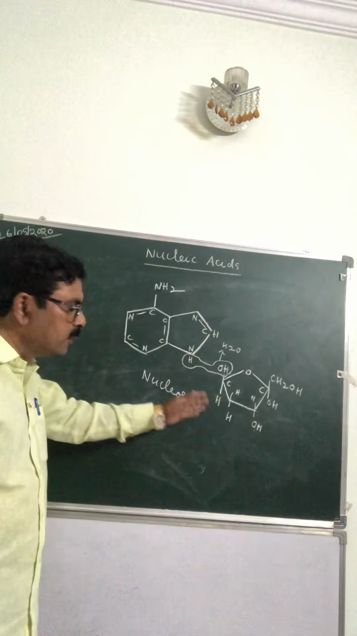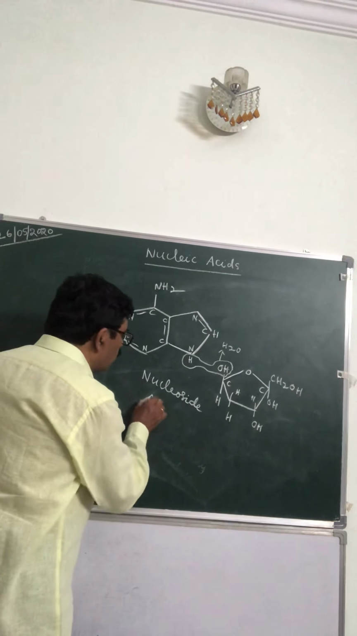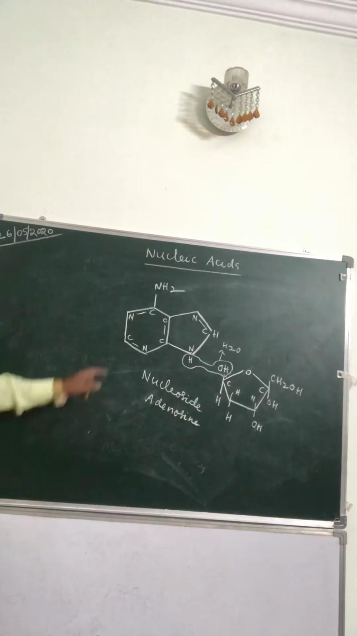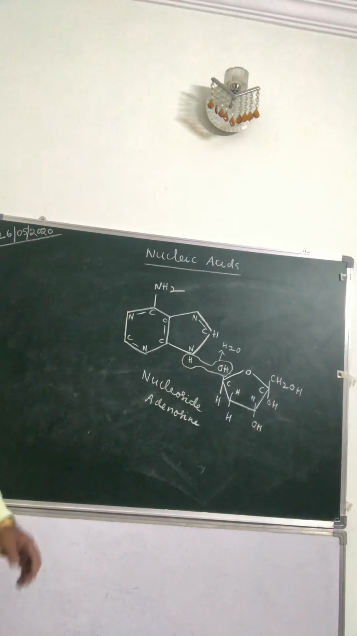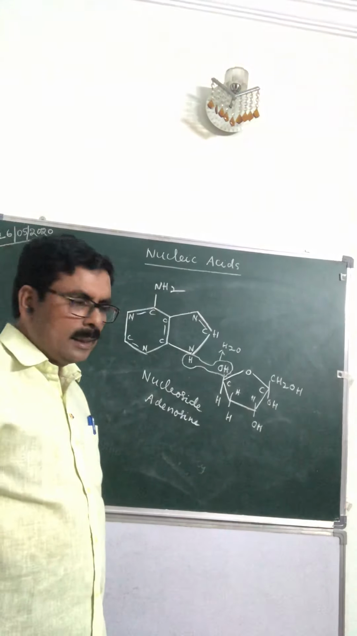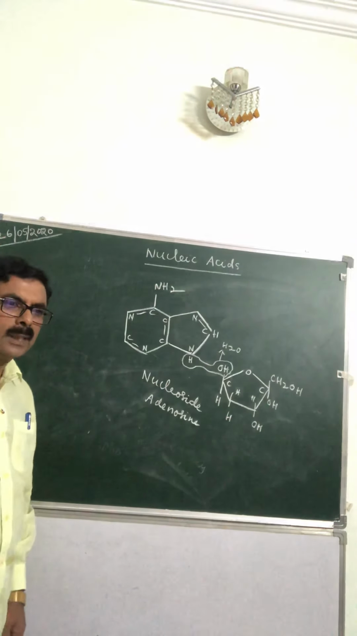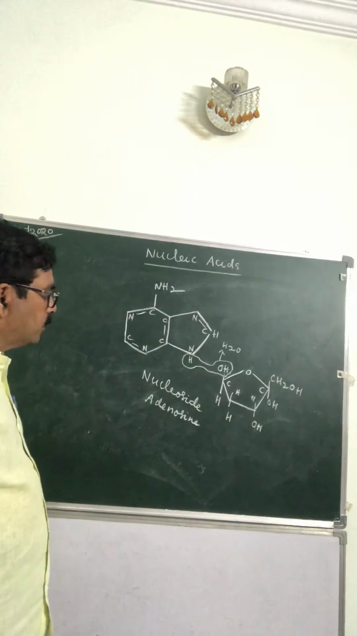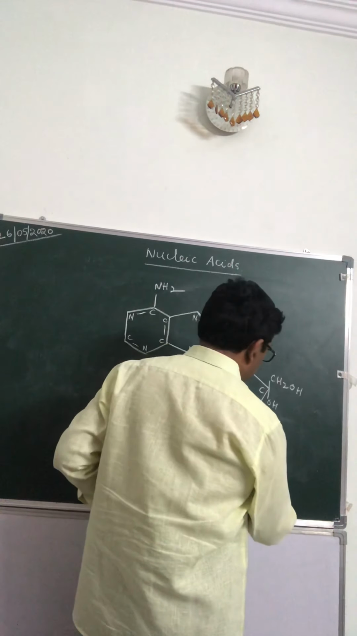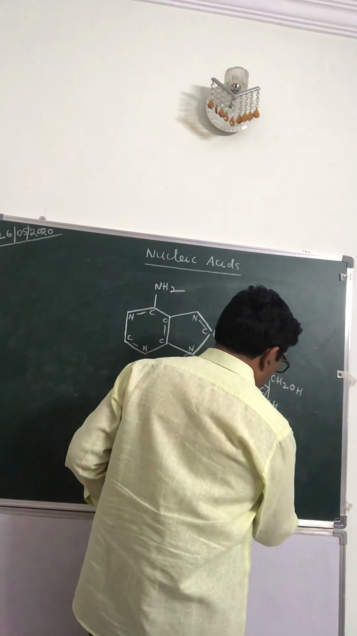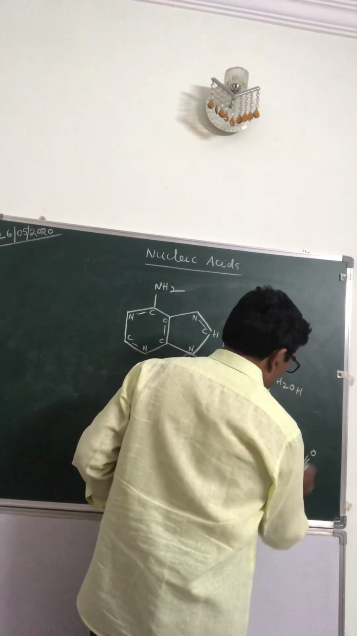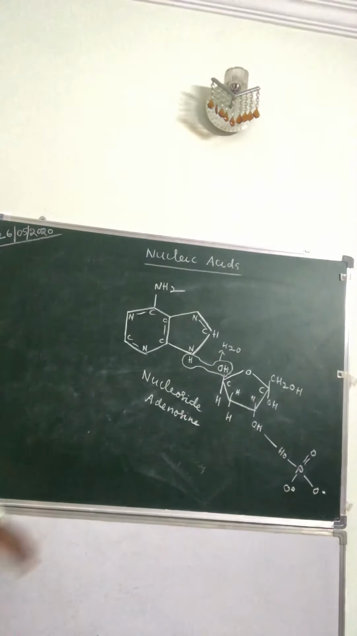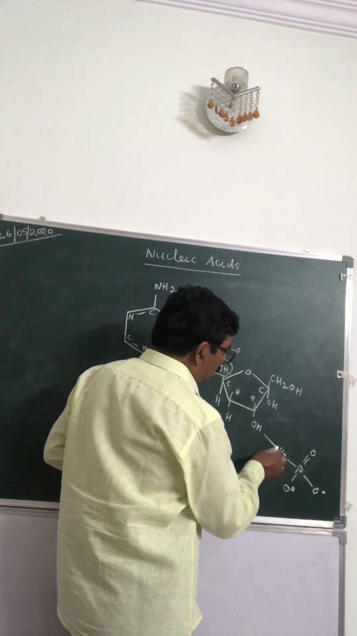This is adenine and sugar, hence it is called adenosine. So it is a nucleoside. Nitrogen base plus sugar united together form a nucleoside, or adenosine. Now what happens, phosphate reacts with this nucleoside, leaving one water molecule here also.